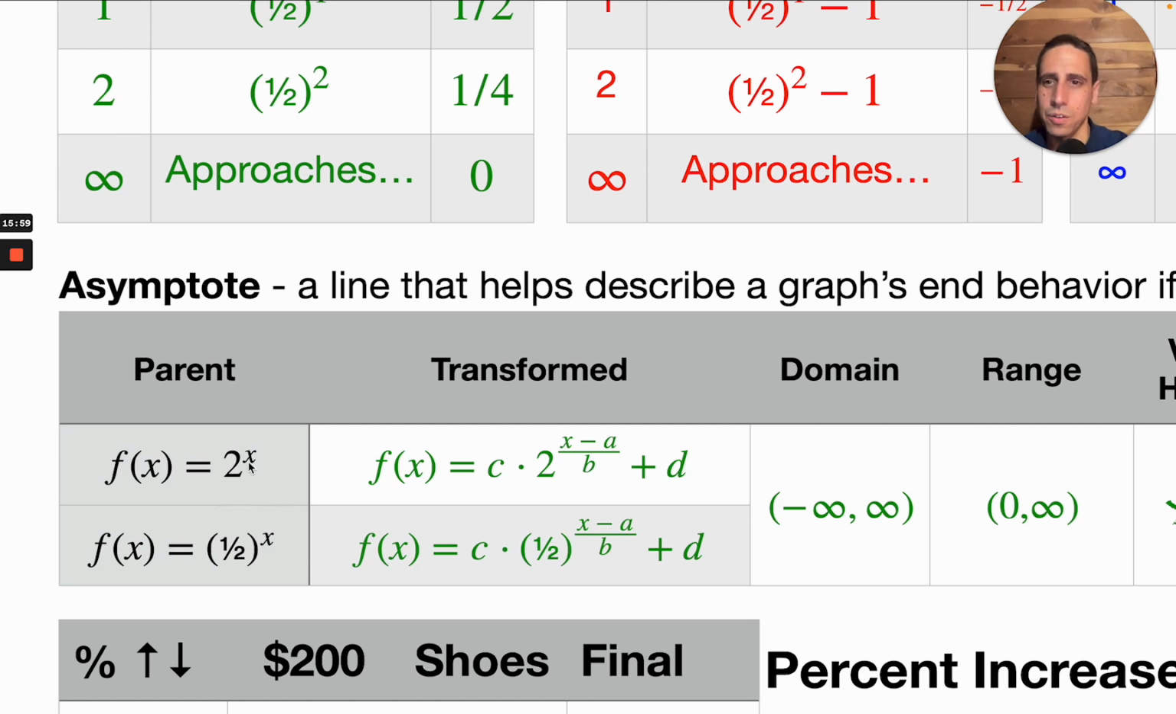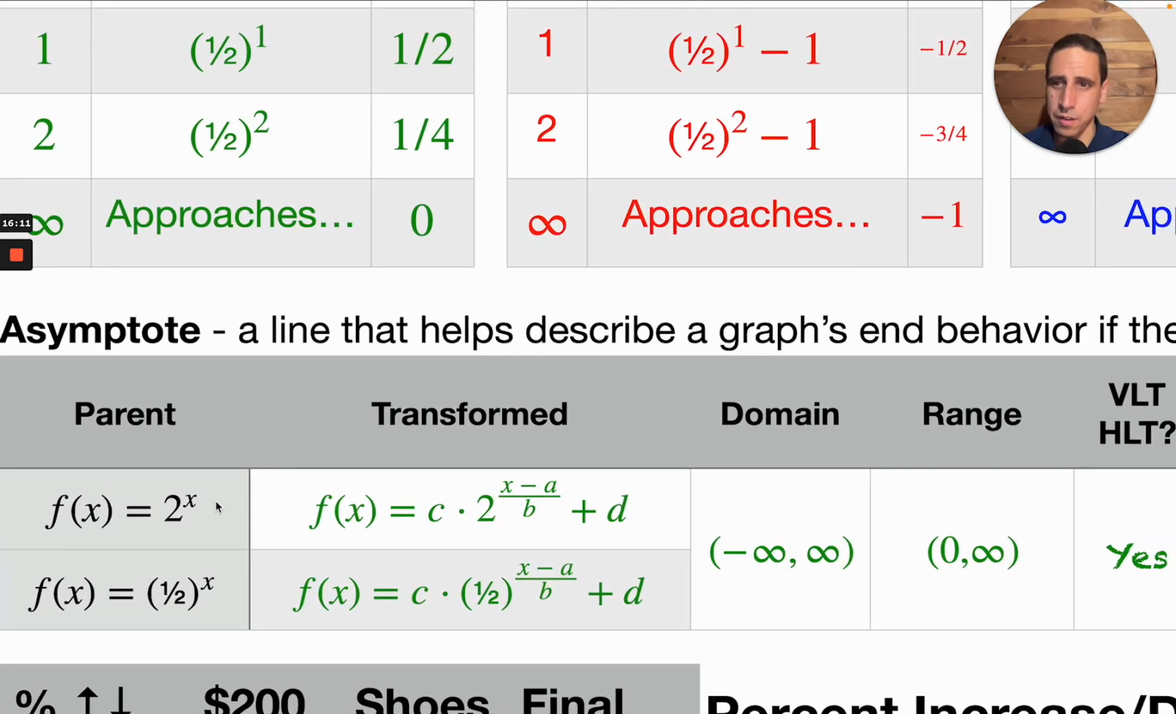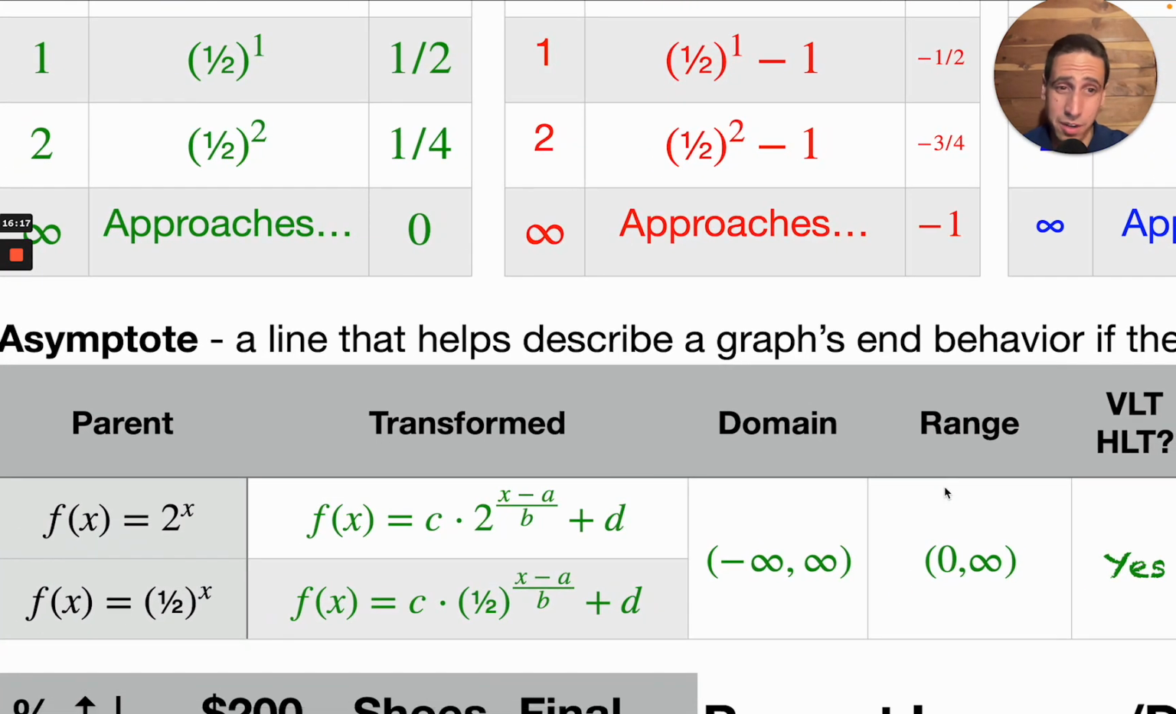They look like this: 2 to the x versus 1/2 to the x. They both have the same domain. All x values can be put in, and you get a y value out. However, the range is different. 2 to the x and 1/2 to the x, they're both going to have a range of 0 to infinity. The y values are never going to be negative for these functions. They're going to approach 0, but never actually reach 0. So that's why we have a parenthesis right here, because we're never actually going to reach 0.